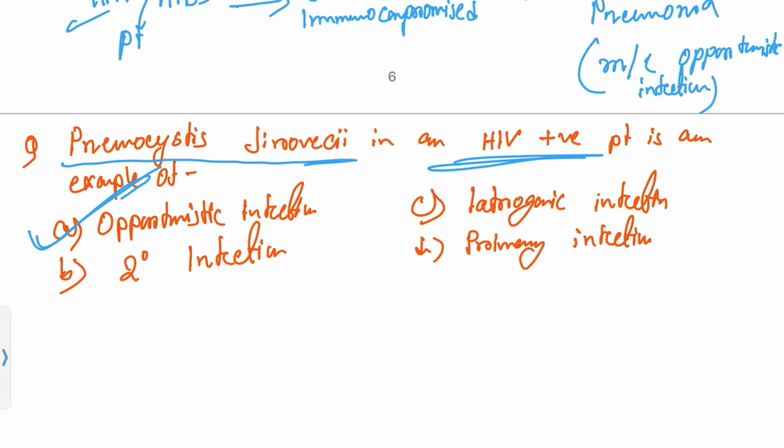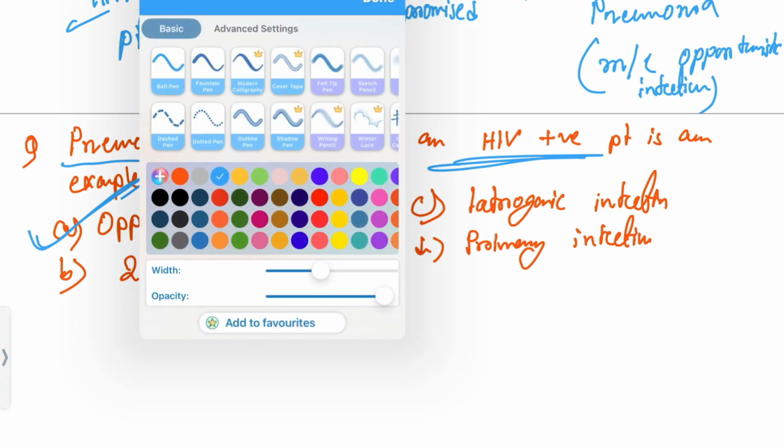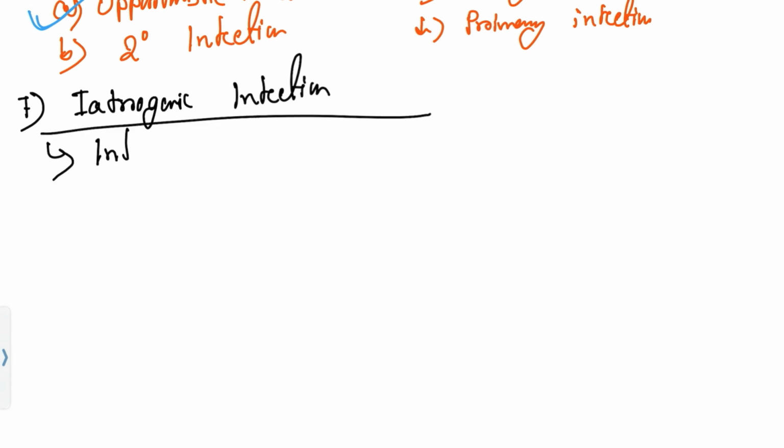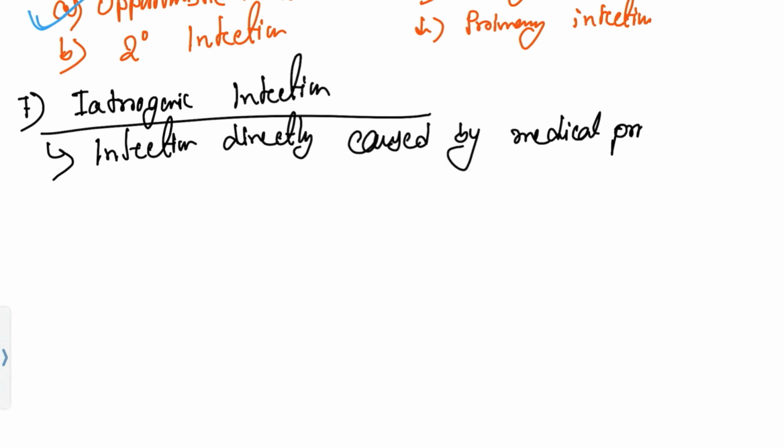Now, coming to another infection classification, that is your 7th, I think, iatrogenic infections. So what are iatrogenic infections? Iatrogenic infections means infection directly caused by medical procedures or treatment. What is the meaning? आप कोई प्रोसीजर कर रहे हो या फिर पेशेंट को कोई केयर दे रहे हो, वो प्रोसीजर और ट्रीटमेंट के दौरान पेशेंट को अगर कोई इन्फेक्शन अराइज होगा, so that will be coming under iatrogenic infections.